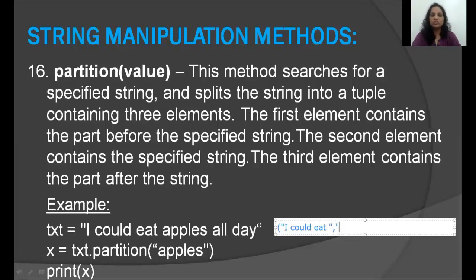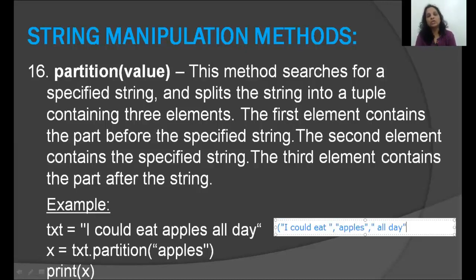The second string that I get is the word that is used for partitioning. And what is the word that is used for partitioning? Apples. And the third string that I get is the remaining part of the string. So what is the remaining part? Space all day. So what is happening? You are dividing the whole string based on the value that you have specified. The value that you have specified is always going to be the second string in the tuple.